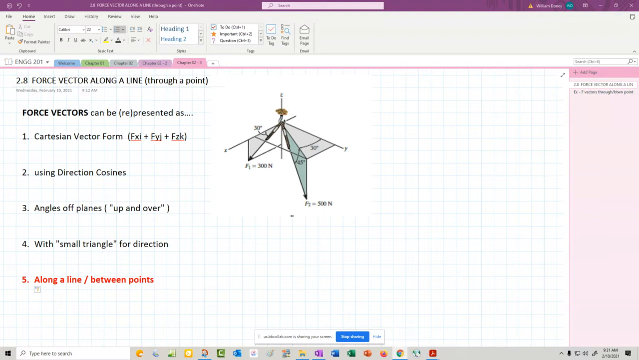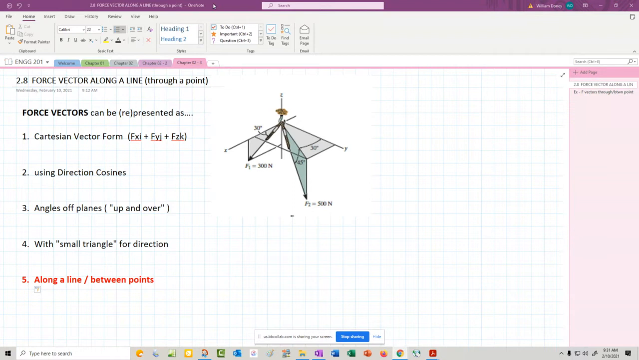Looking at forces, vectors along a line or through a point. The first part of this class, up until now and through a little bit of next week, we are looking at force vectors in 2 and 3 dimensions, and we're presented with the vectors in a number of different ways, and we have to know how to deal with them. And in no particular order, we've been presented with a Cartesian vector form.